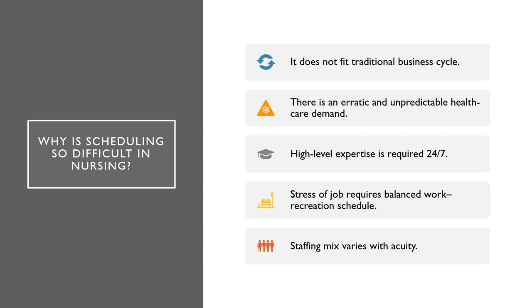So why is scheduling so difficult in nursing? It doesn't fit a traditional business cycle, right? 24 hours a day, 7 days a week, 365 days a year. There's an erratic and unpredictable healthcare demand. High level expertise is required 24/7. The stress of the job requires balanced work and recreational schedule. And staffing mix varies with acuity.